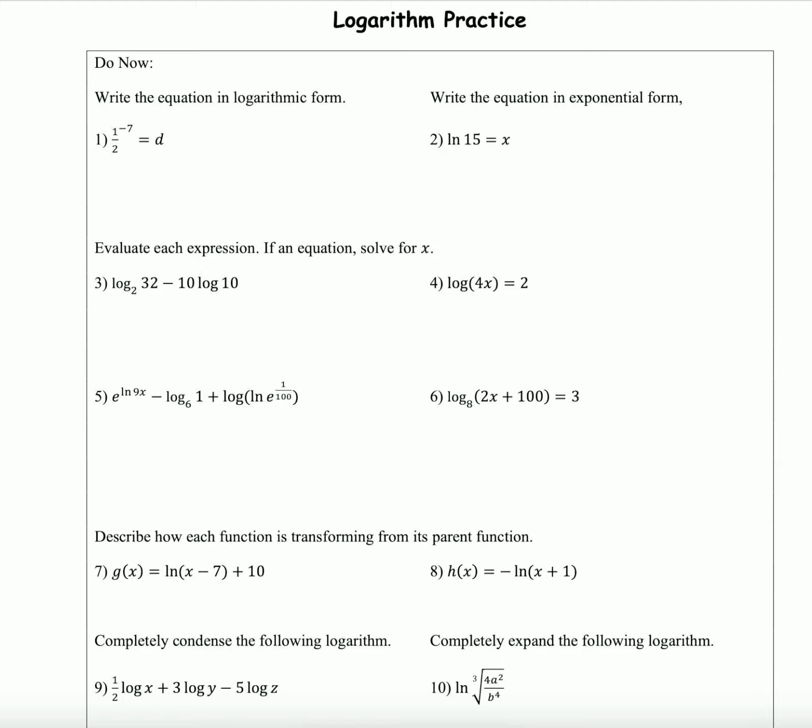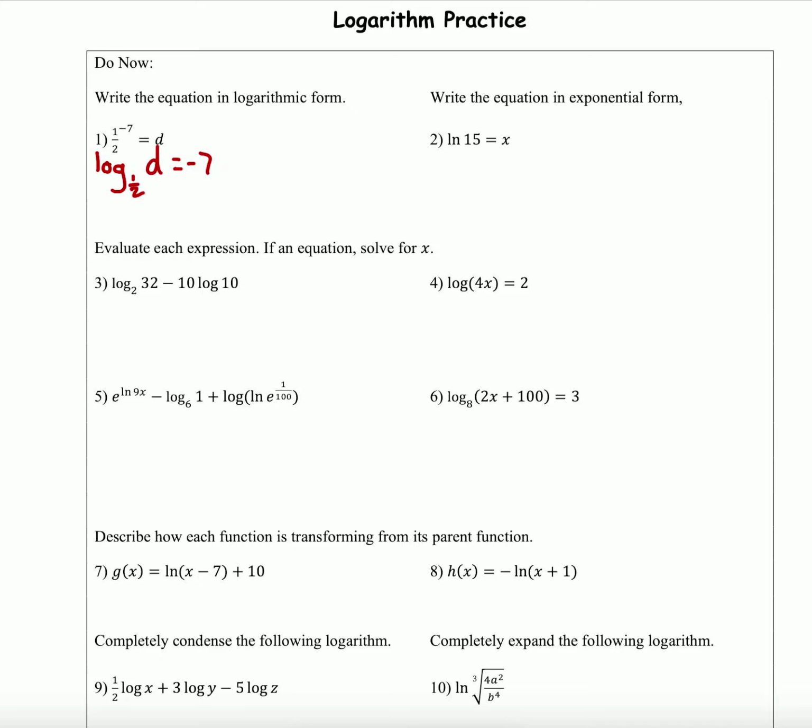So looking at number 1, we're writing this equation in logarithmic form. So we're taking it out of exponential form and writing it in logarithmic form. The logarithm, so let's start with log. The base on our exponential is the same as the base on our logarithm, so that'd be log base 1 over 2. And a logarithm is the inverse operation of an exponential, so it's always going to equal the exponent, which is -7 in this case. And our argument, that's the word I'm looking for, is d.